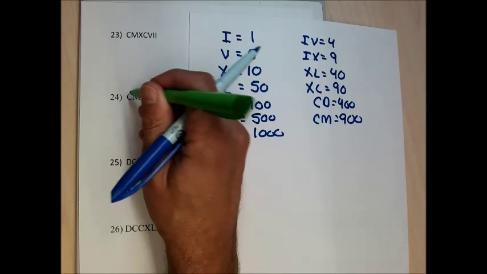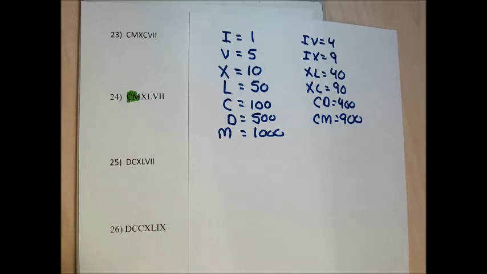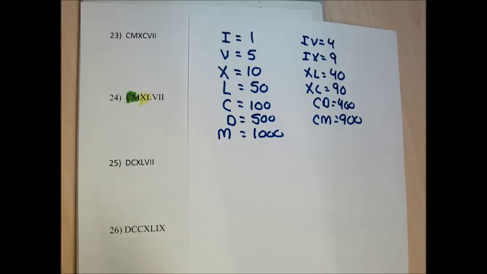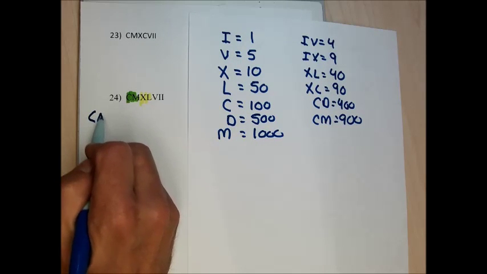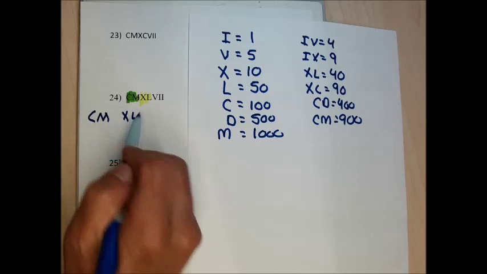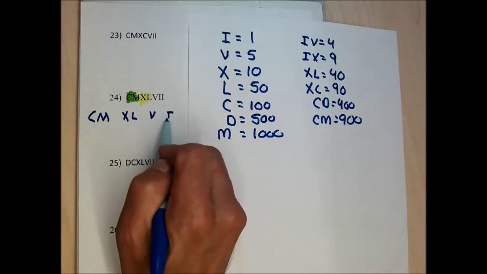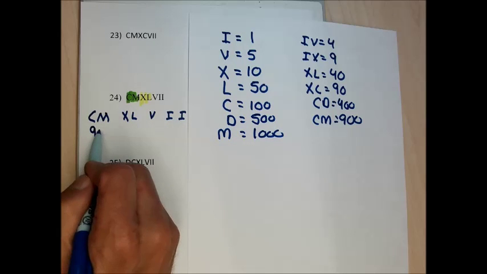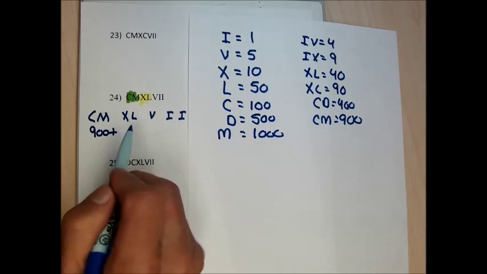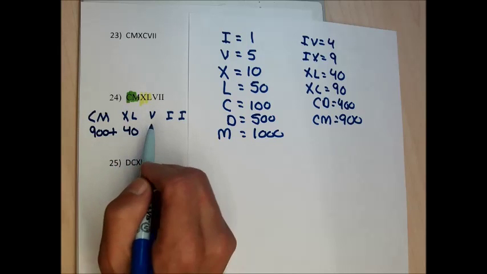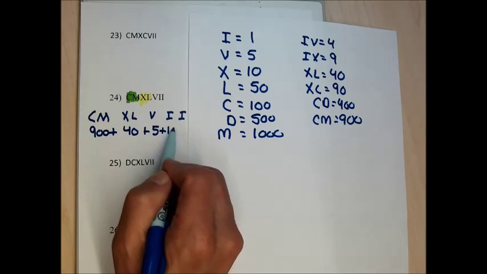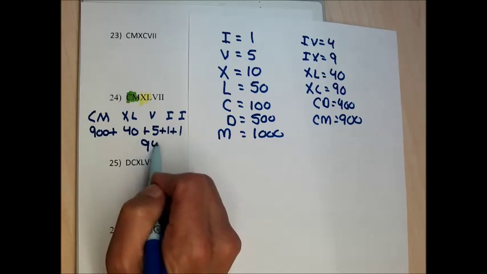For 24, I have to box the CM because it's in my right column. I have to box the XL because it's a two-digit pair in my right column. Don't have to do any of the other ones because they're not the two paired numbers. My CM in 24 is going to be 900. My XL is going to be 40. My V is going to be 5. And each of the I's are going to be 1. This is going to be 947.